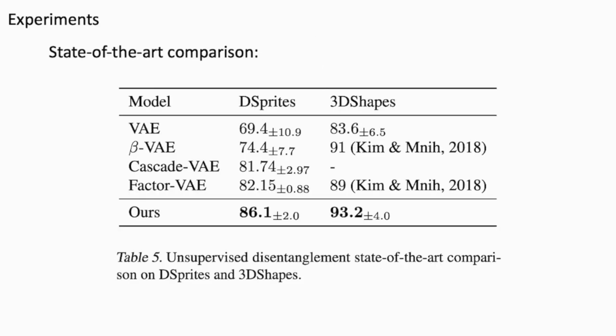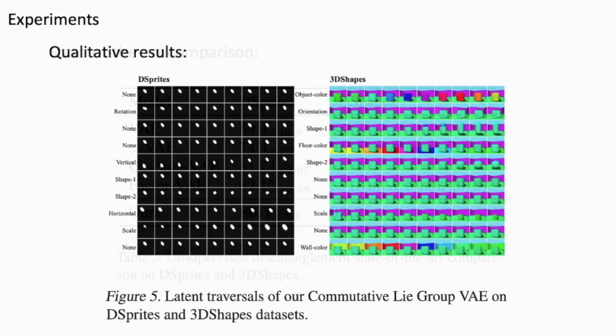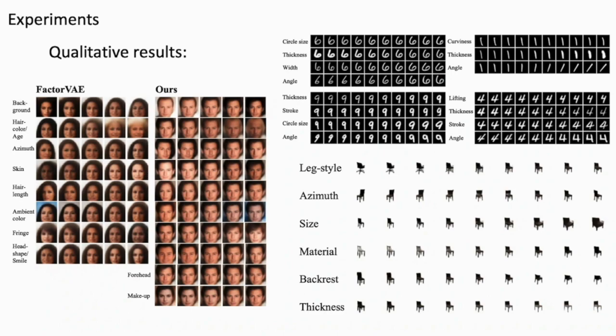Here is the state-of-the-art comparison on these datasets and 3D Shapes. Note that the existing state-of-the-art models usually enforce the statistical independence assumption, while our model doesn't do that and instead leverages the bias of group structure. Here are some qualitative results, and we can see our model can achieve very decent disentanglement results without supervision. Thank you for listening.